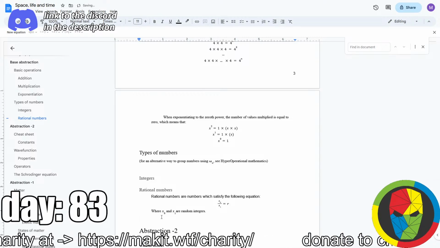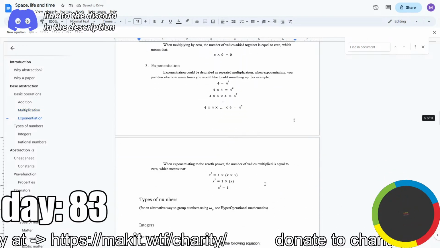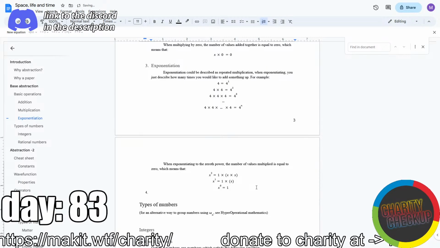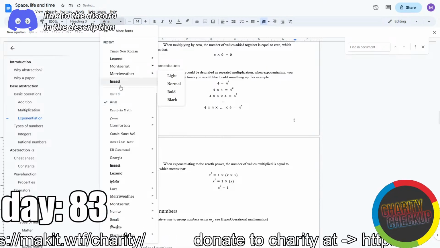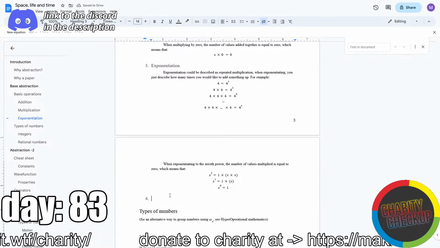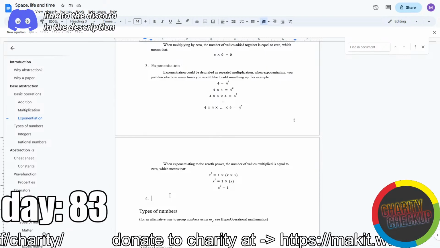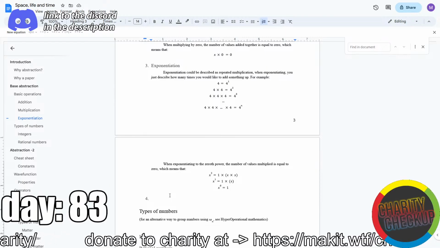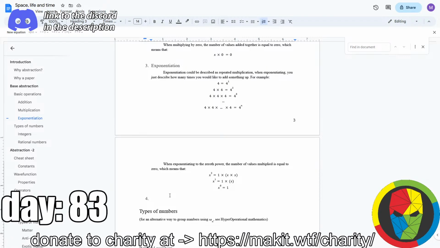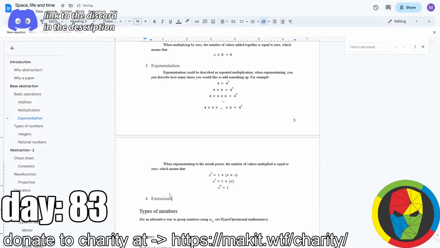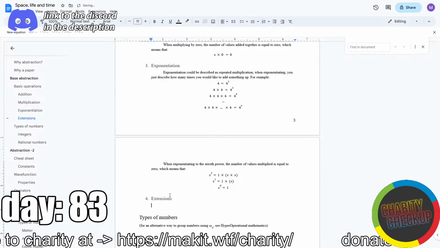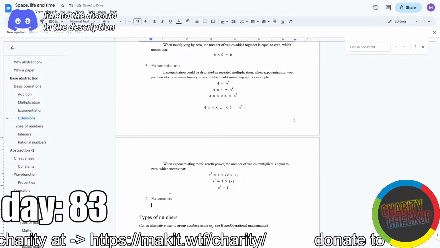Trigonometry. But I want to do it step by step, so we're doing it step by step. So I should probably also add over here a fourth, which will be obviously anti-operations. Nope, that's hyper-operational mathematics. What you are looking for is extensions. Good enough title.